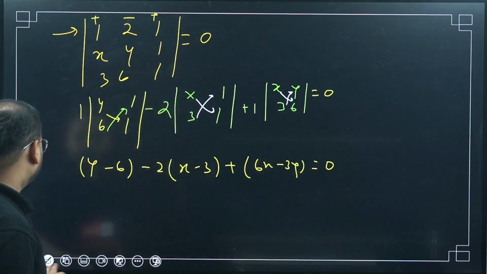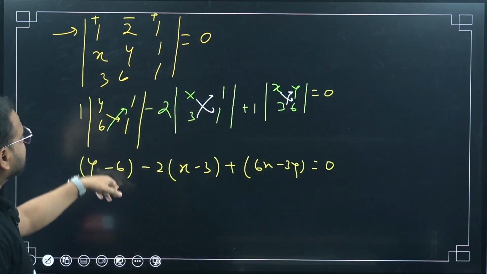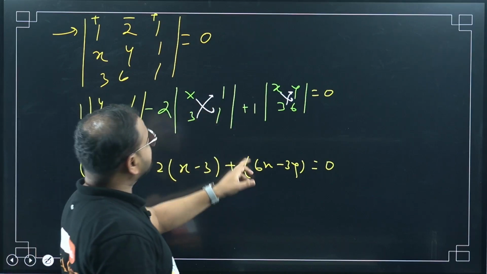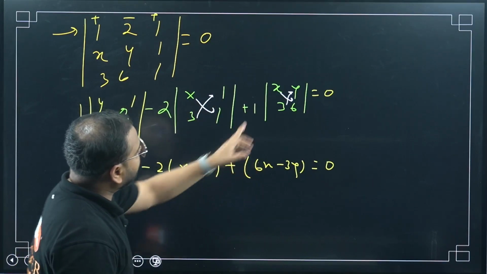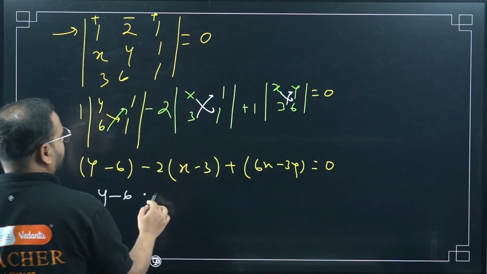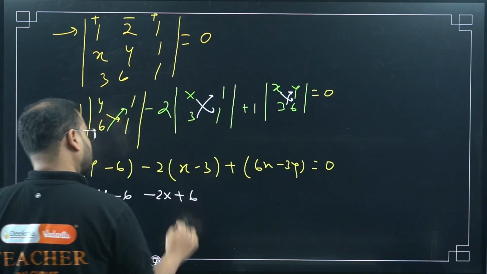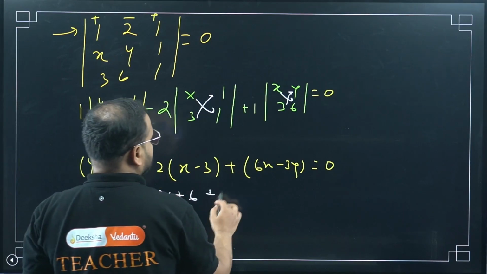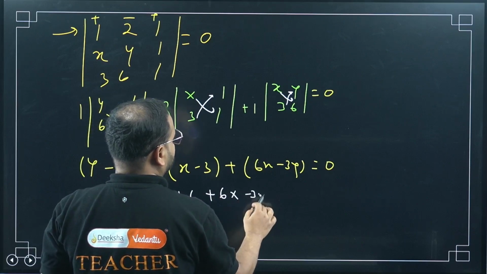So what I'm getting as the answer is y minus 6 here, minus 2 times of x minus 1 into 3 is 3. Here also 1 is there. So 6x minus 3y. Simplify this. Y minus 6 minus 2x plus 6. Correct. Minus 2 into x is minus 2x plus 6, minus 3y equal to 0.